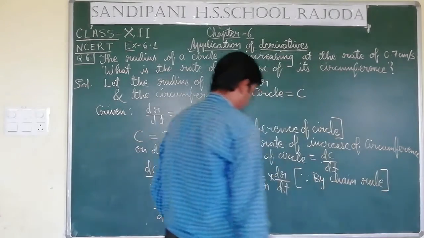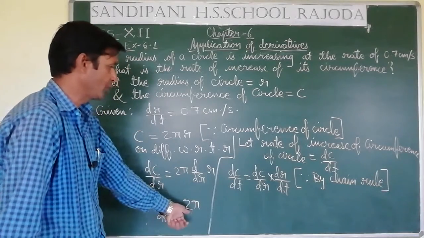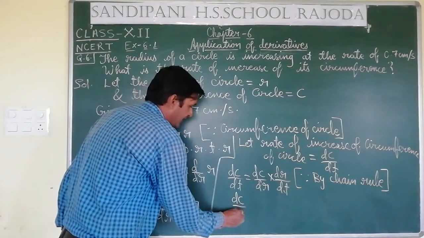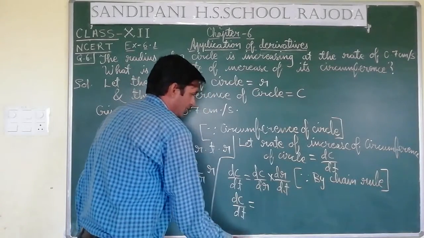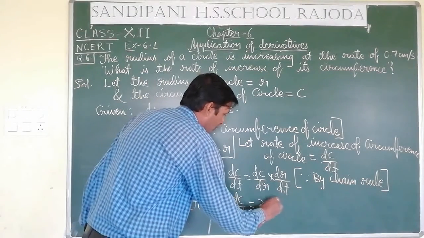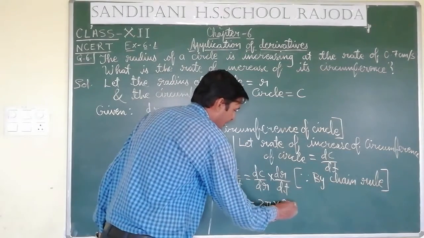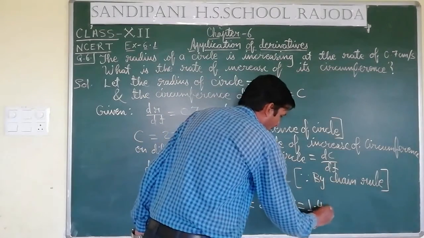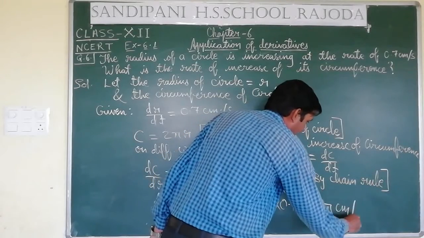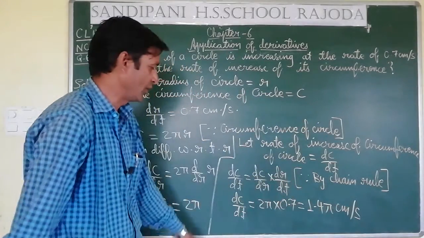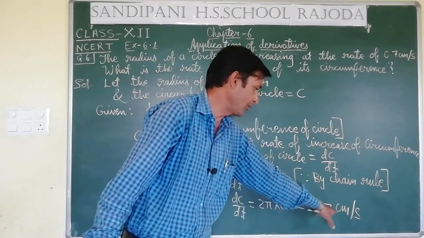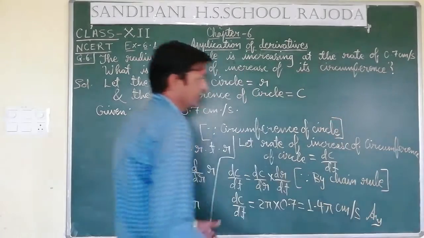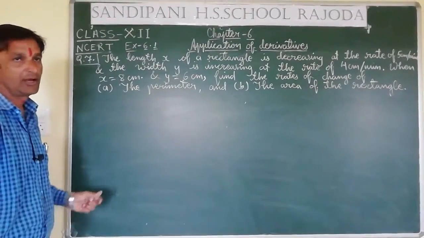So what will it become? dC by dr, we know very well, it is 2 pi, and dr by dt is 0.7 centimeter per second. So dC by dt is equal to 2 pi into dr by dt, which is 0.7. So it will be 2 sevens are 14, so 1.4 pi centimeter per second, because the unit of circumference is centimeter only, centimeter per second. 1.4 pi centimeter per second is our required answer. So this is over. Now see question 7.